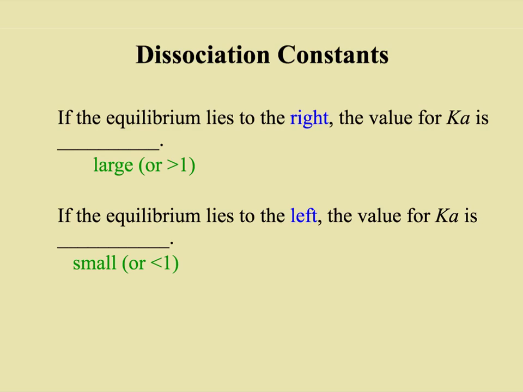So, dissociation constants. If the equilibrium lies to the right, the value for Ka is going to be large. If it lies to the left, Ka is going to be small.